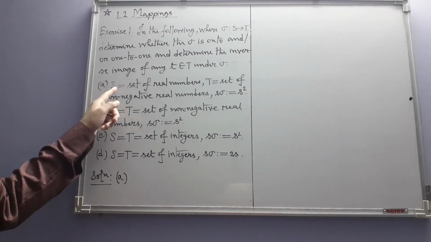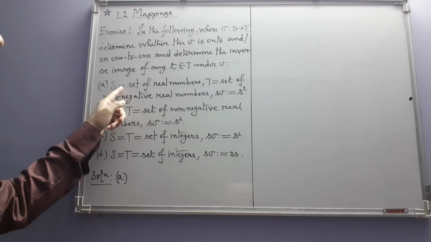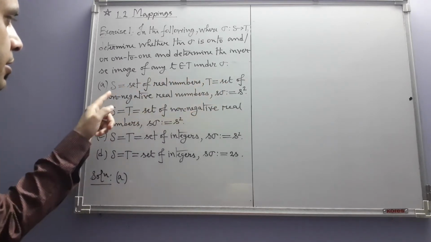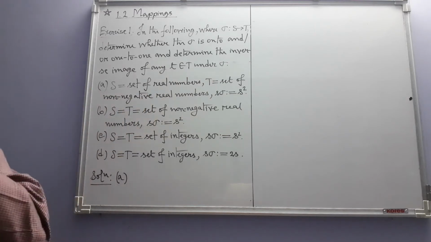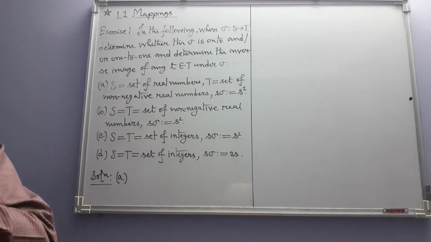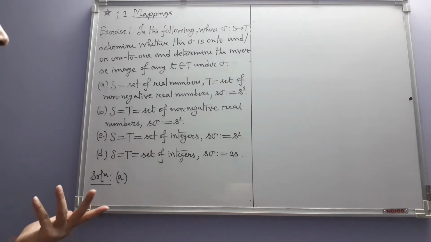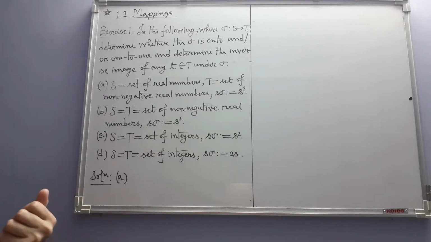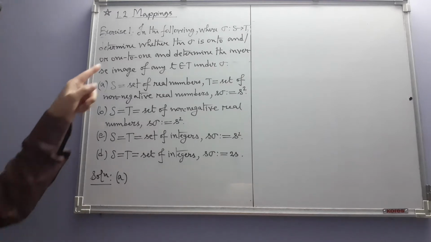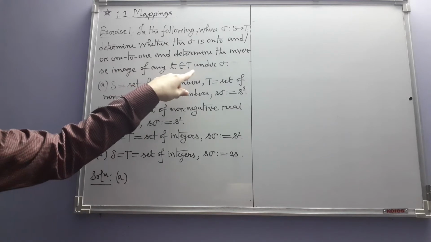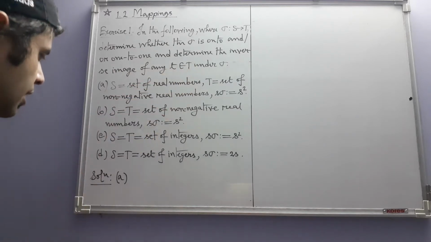So in the first one, our first set or domain is the set of real numbers, and the second set is the set of non-negative real numbers, and the function is the square function. So this function you clearly know is onto but not one-to-one. So at the same time, since we have to determine the inverse image for any element in the second set also, let us write it like this.